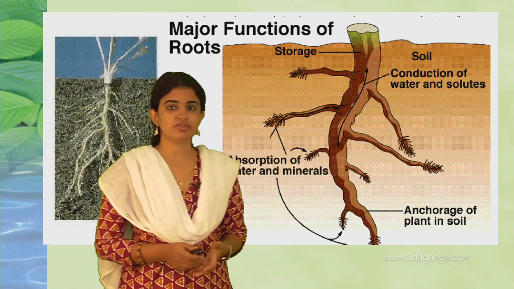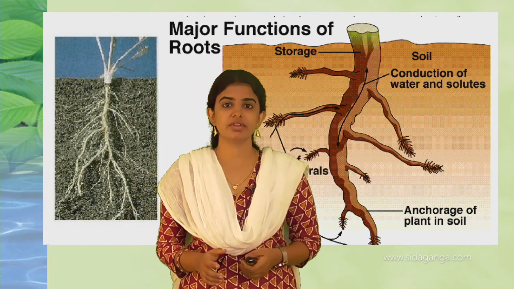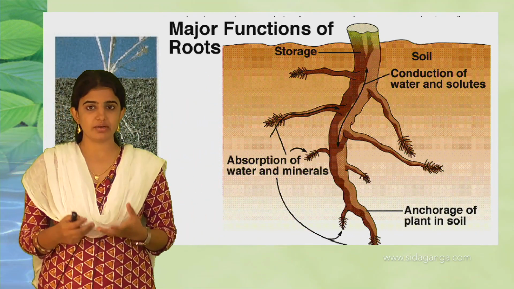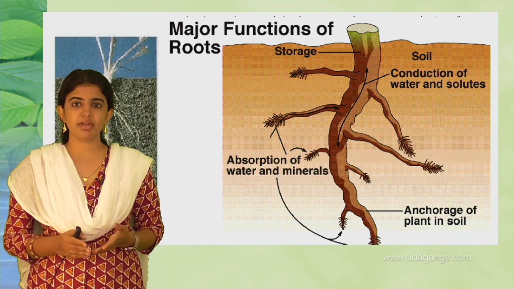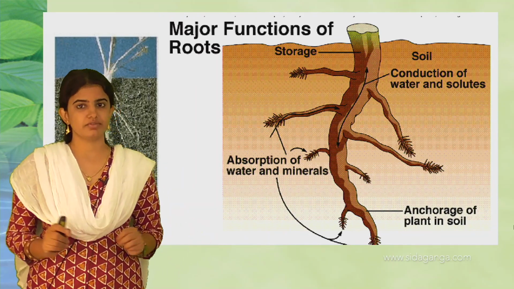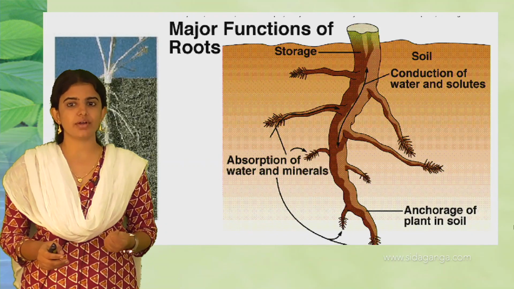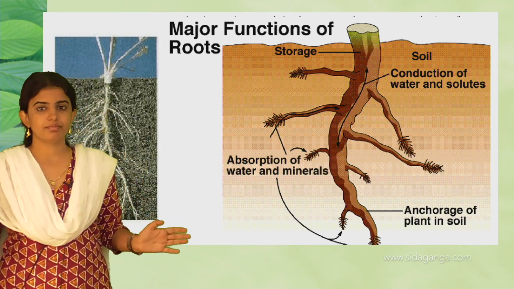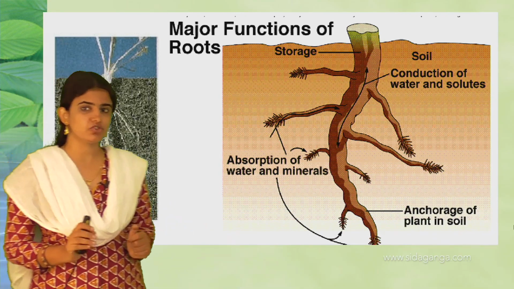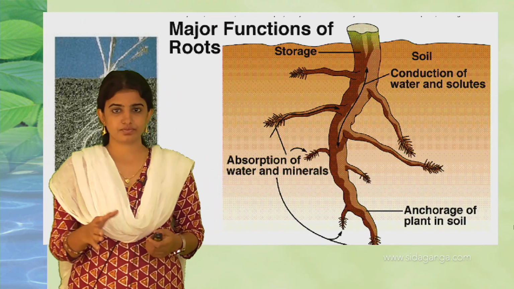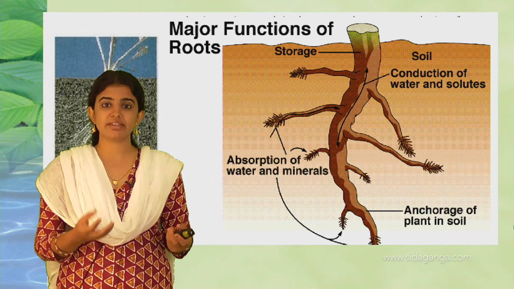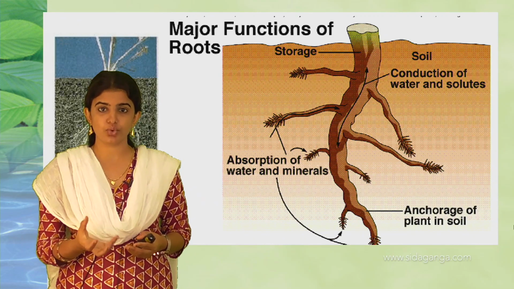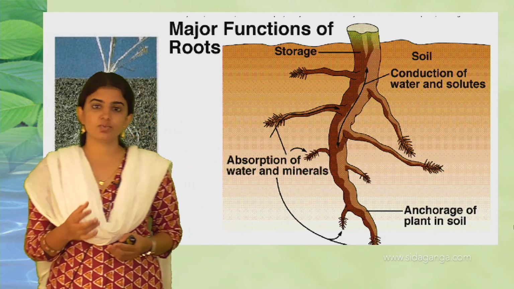Next one is the functions of the root. See, the main function of the root is that it absorbs the water and minerals from the soil, and thereby it is transported to all parts of the plant. Next one is it conducts the water and minerals from the soil, and it will transport them to the plant's body. And next one is the storage. It will store food items like turnip, carrot, etc. Roots store the food items, and this is one of the functions.